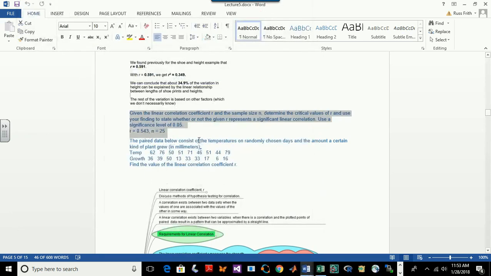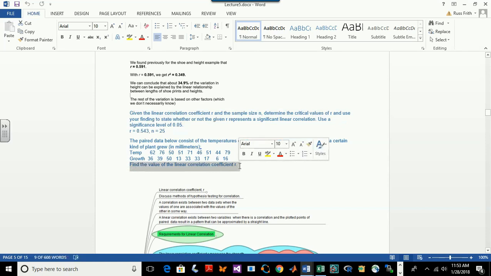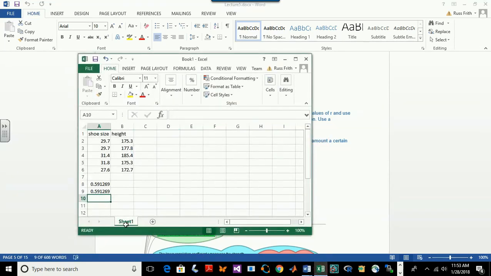The paired data consist of temperatures of randomly chosen days and the amount a certain kind of plant grew in millimeters. Okay, so we want to find the linear correlation coefficient R. So again, what we can do is go into Excel and plug in the data. So we have temp and growth.